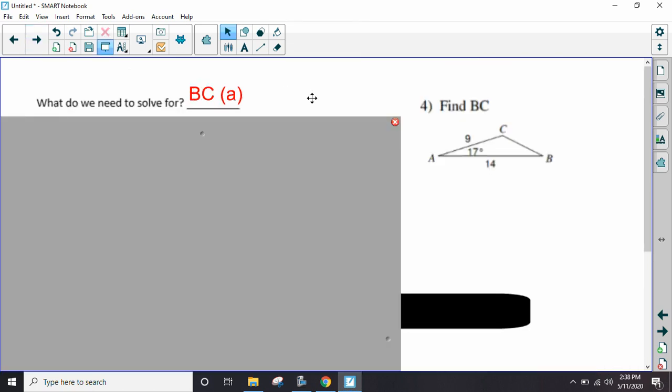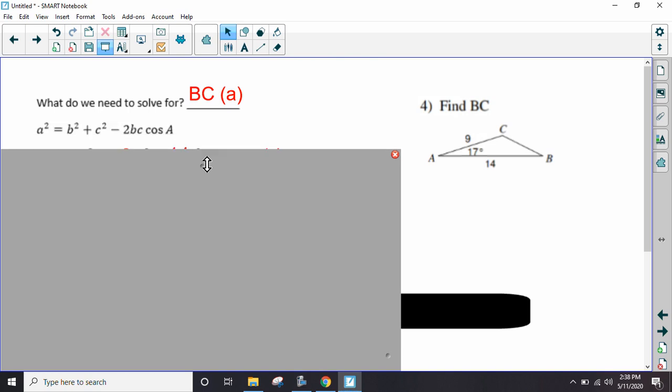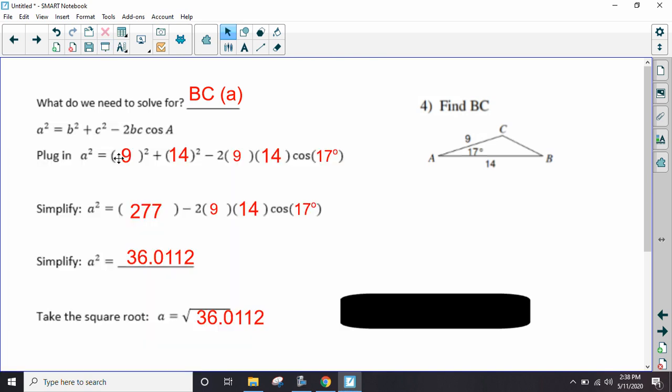Last one, which is very similar to the two before it. We're given this side, this angle, this side. We're looking for the side across from that angle, which is little a. You plug it in, same format over and over. Do like I've told you on the previous two, and get this.